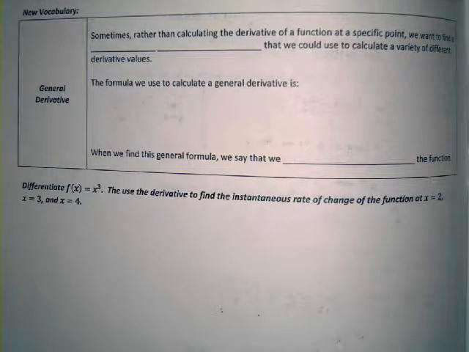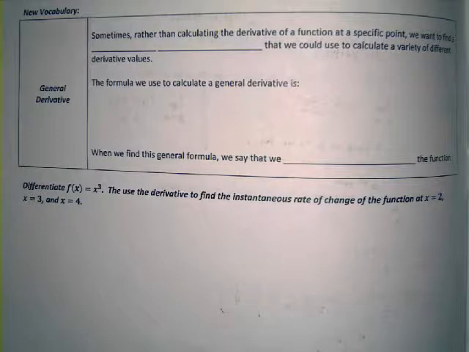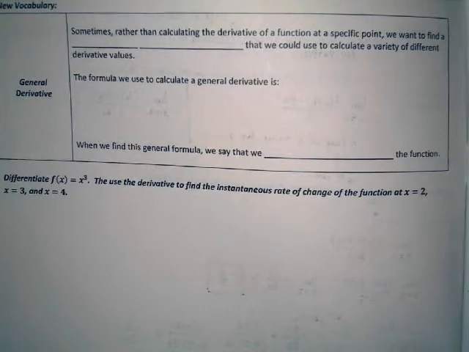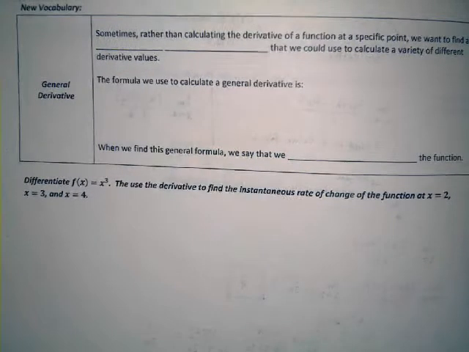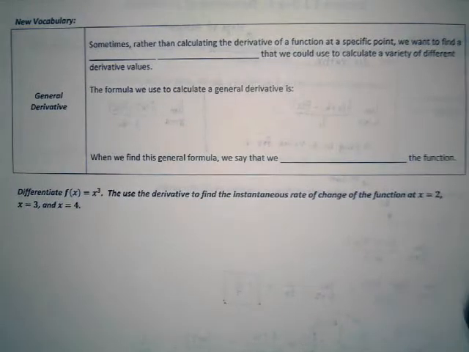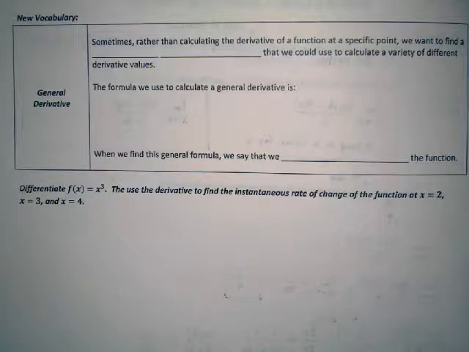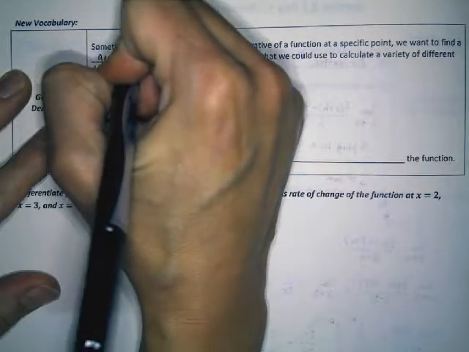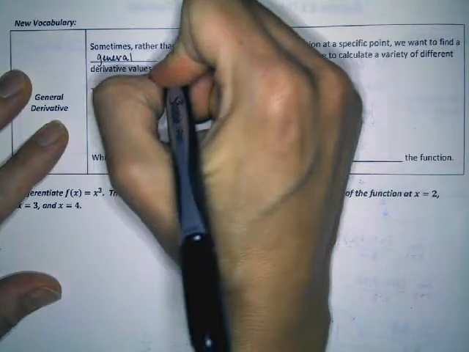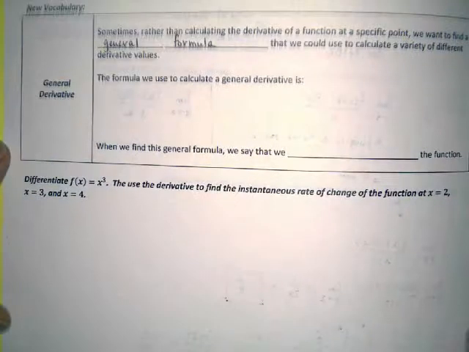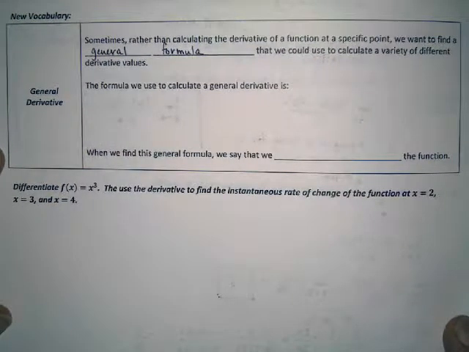Now, the difference on this page is that instead of finding the derivative at a specific point, we're going to be finding a general derivative. In other words, I want a formula that's going to tell me the derivative at any point x. I don't want to find it at a specific value. So sometimes, rather than calculating the derivative of a function at a specific point, we want to find a general formula that we can use to calculate a variety of different derivative values.